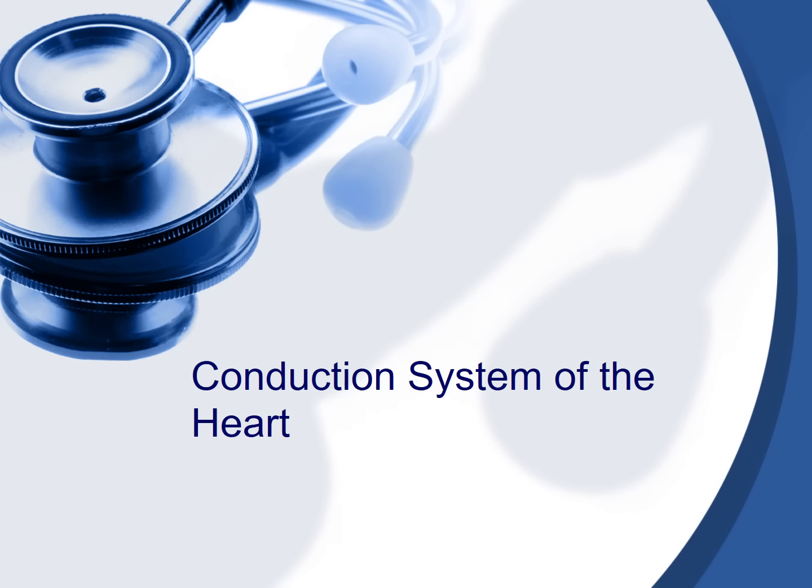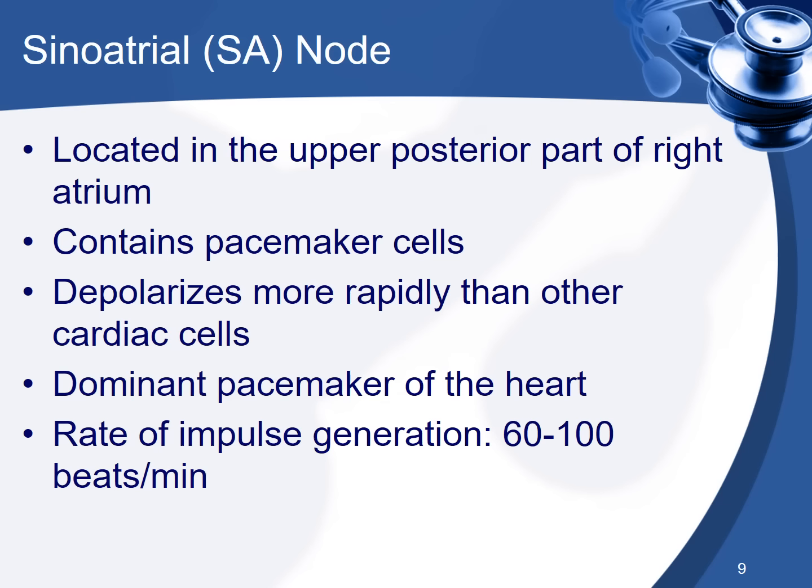So let's talk a little bit about the conduction system of the heart. This is going to help us figure out where the signal is coming from, where is it going next, and what happens when the signal gets there. The sinoatrial or SA node. This is in the upper posterior part of the right atrium. It's the pacemaker of the heart.